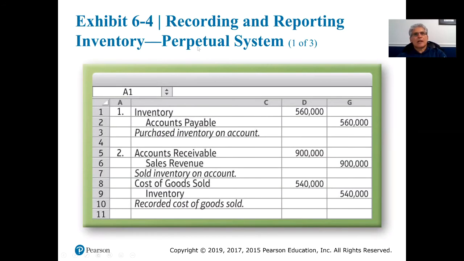So let's take a look at a perpetual inventory system and how the recording and reporting of inventory will take place. In this example here, for number 1, the company purchases $560,000 of inventory. This is the purchase, this is the cost of the inventory. So naturally, the purchase of inventory on account, it wasn't for cash, it was on account, will be a debit to inventory for $560,000 and a credit to accounts payable for $560,000.